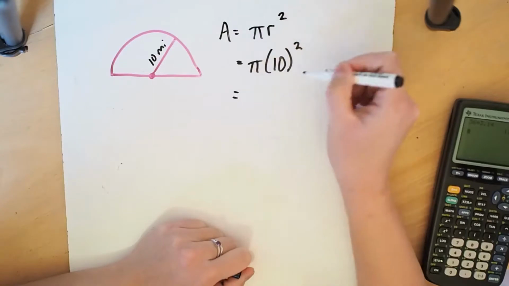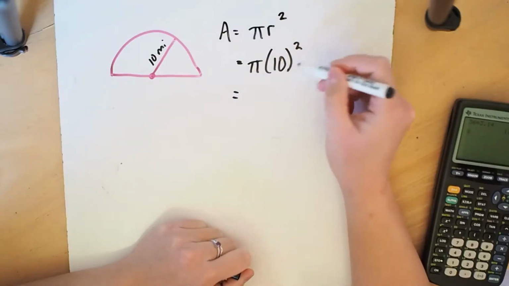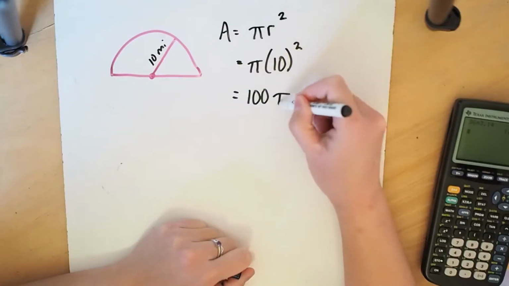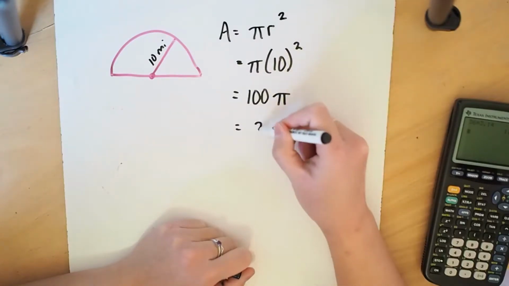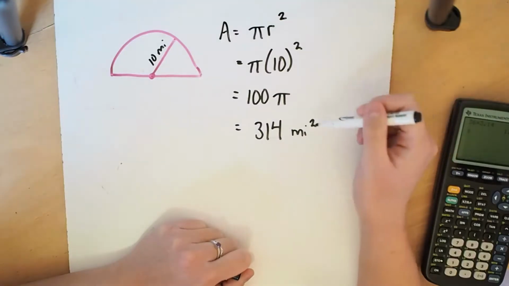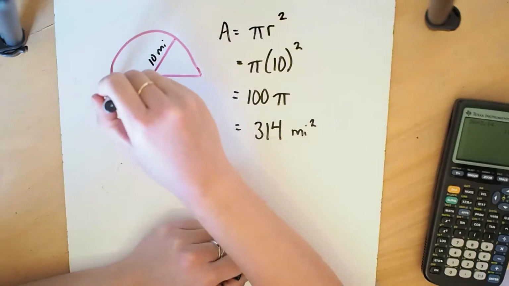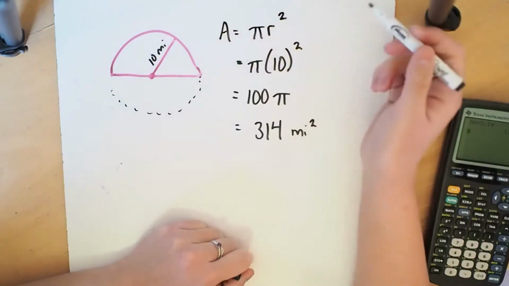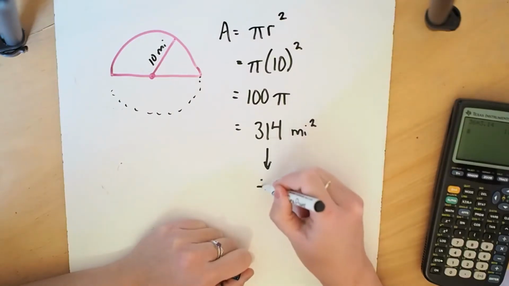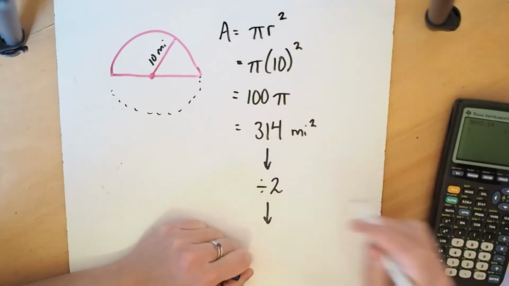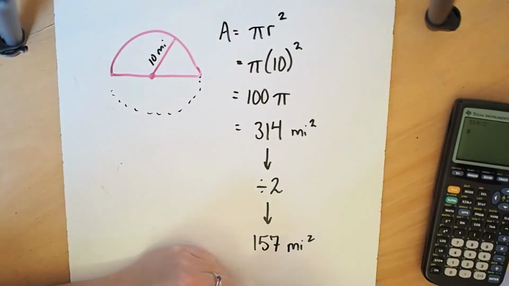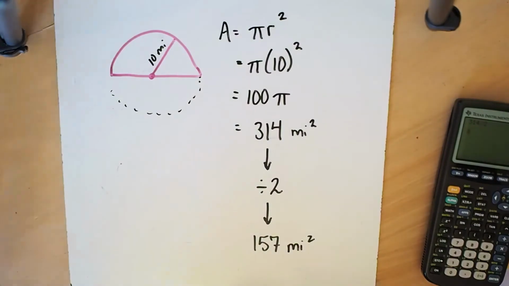When I do this, I make sure that I do not multiply 10 times 2, I do 10 times itself, or 100, and I get 100 times pi, or 314 miles squared. Well, I'm not done yet, because what I've just done is I found the area of a whole circle. But I don't want the whole circle, I just want half of it. So naturally, I'll take this and I'll divide it by 2 to find the half circle. I'll get 157 miles squared, and that is the area of half of the circle.